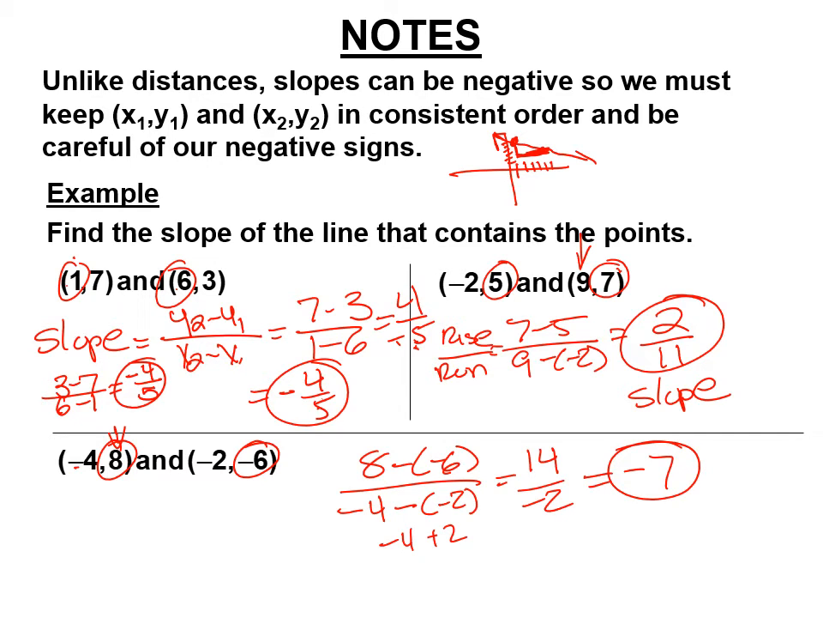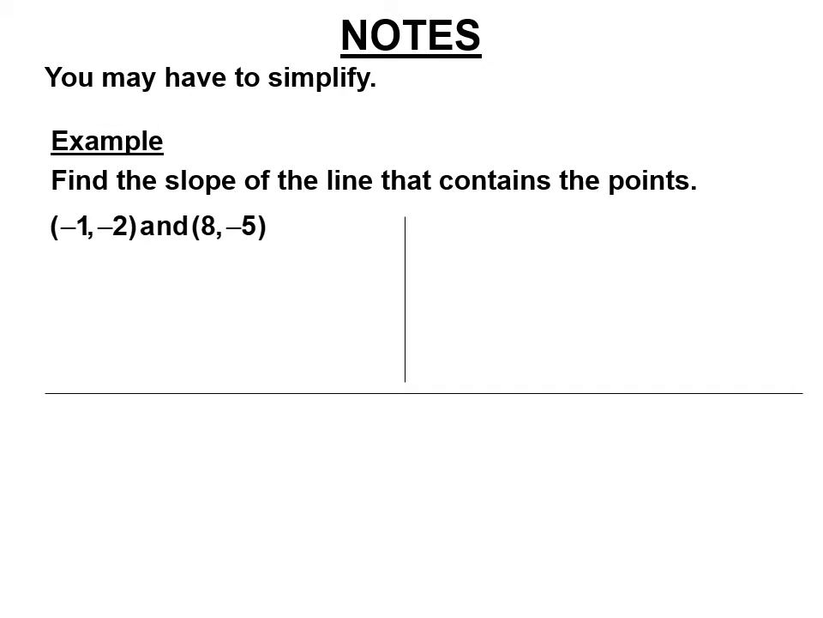And again, let me just do it the other way just so you all see. Negative 6 minus 8 would be negative 14. Then if I start with the negative 6, I would have had to start with the negative 2. And I would get positive 2 on the bottom, and I still get a negative 7 slope. Just be consistent, right? So you always have to simplify your fractions, even with slope.